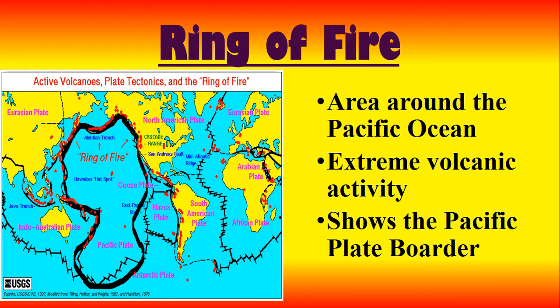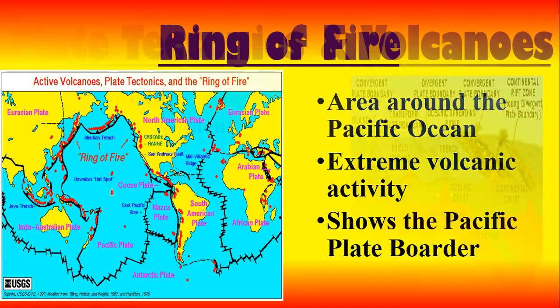But it's an area around the Pacific Ocean. Extreme volcanic activity. It usually shows the Pacific plate border. You can see that there's some in North America. Then you have the Aleutian Islands, and you have Japan, and all the other places. I'm not good with geography, so don't ask me to name every place up here. That's what Google's for me.